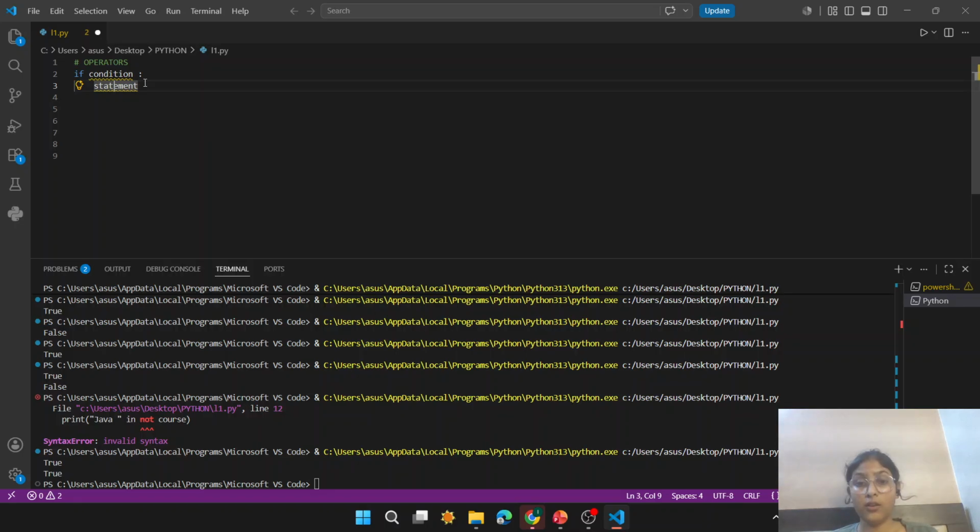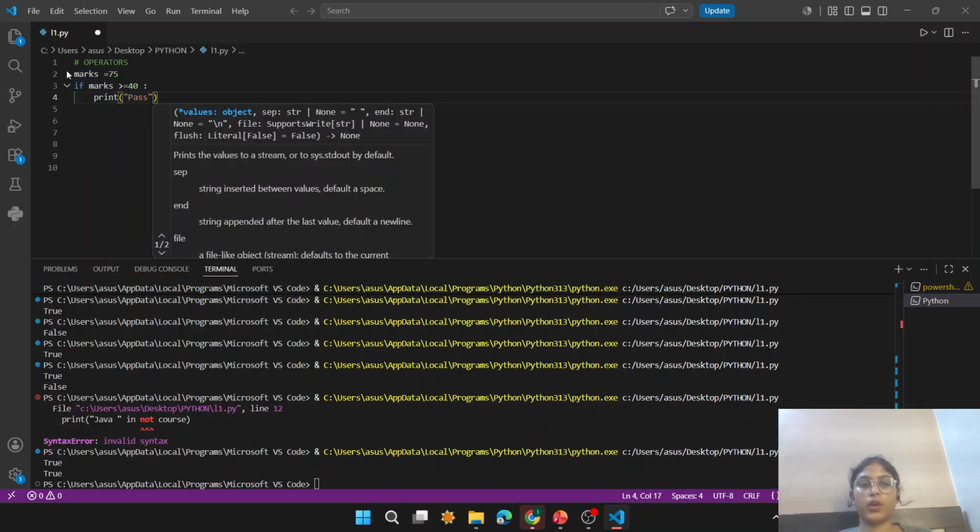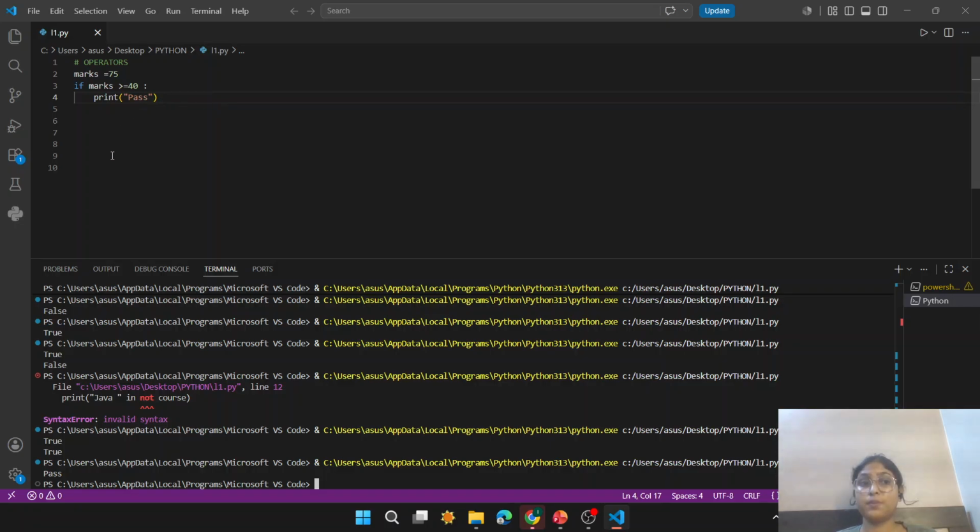This is a simple syntax. Notice there is a colon, and this colon is for indentation. I already told you Python is very strict about indentation. If you don't give spaces, your program won't run. Let me give you an example. I'm setting marks equal to 75. If marks are greater than or equal to 40, then print pass. Let's see. The answer is pass.